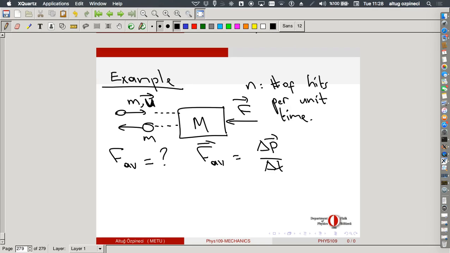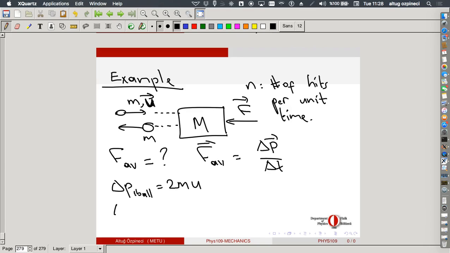Now for each ball, what is the change in the momentum? One ball, the magnitude. What is the change in the magnitude of its momentum? Initially, it is m times u in that direction. Finally, it is m times u in this direction. So what's the change? It's just twice mu in that direction. So the magnitude is 2mu.